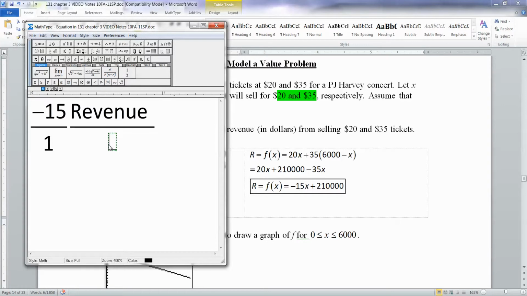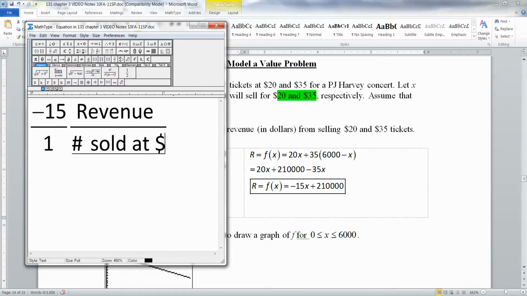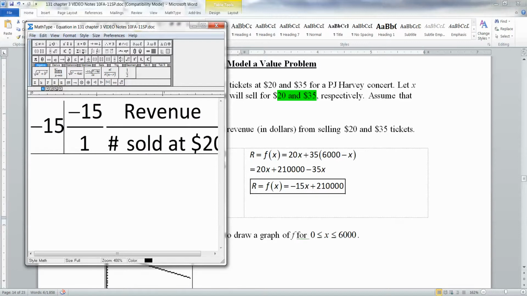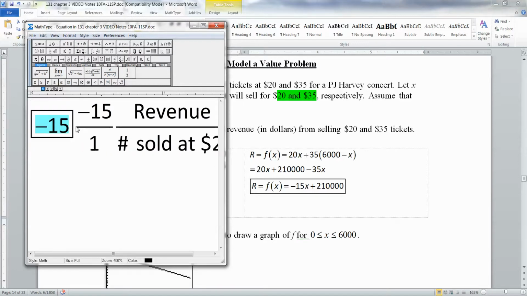Number sold at $20. Okay. Now, I know you think I'm crazy. You're thinking, I don't need to do that. I can just say the slope is negative 15 and I'll be totally fine. It's like, yes, you're right. It is negative 15. Negative 15 is the actual answer for that part.